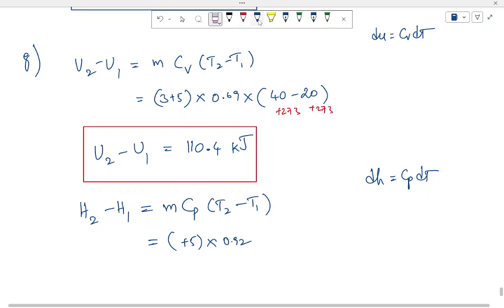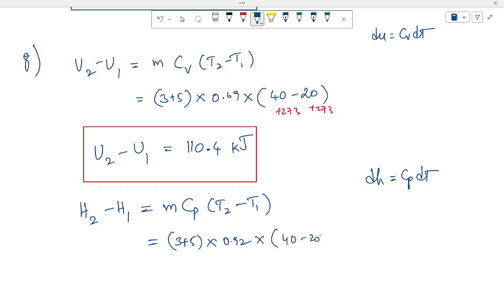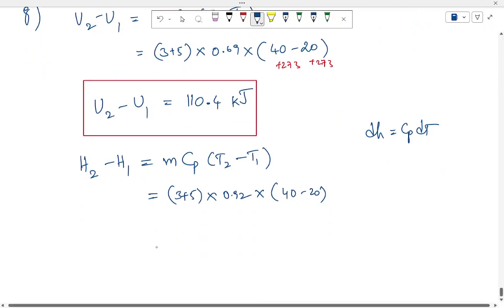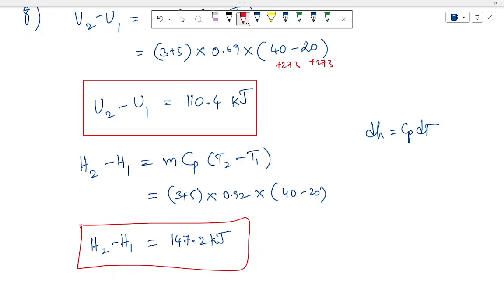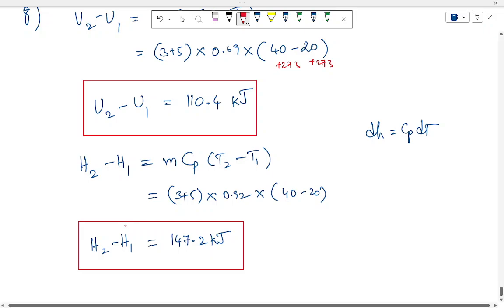This is nothing but 3 into 40 minus 20 you can use, so that you will get the H2 minus H1 value equal to 147.2 kilojoule. That will be my difference in enthalpy. So H2 minus H1, I will get this much.